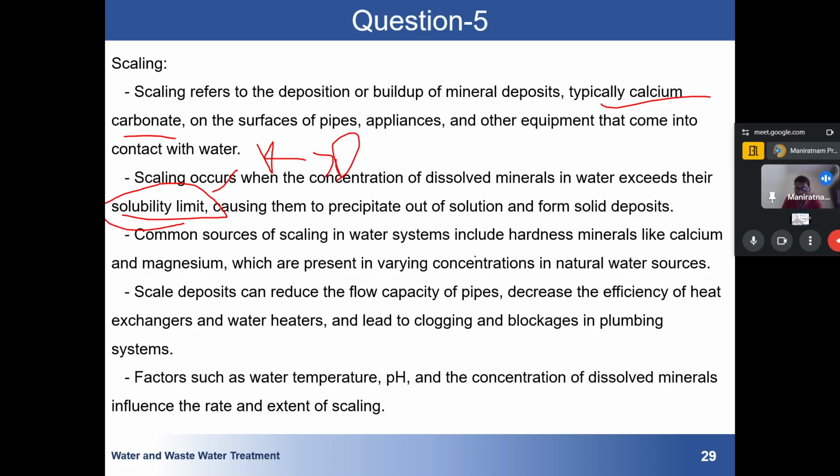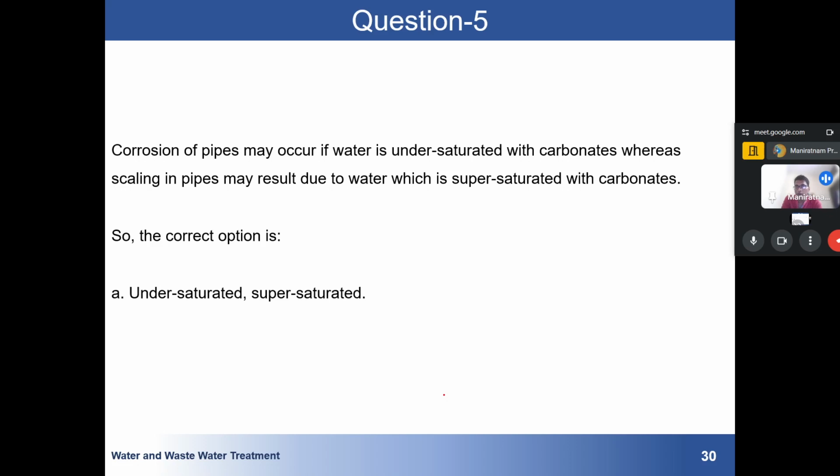Common sources of scaling in water systems include hardness minerals like calcium and magnesium, which are present in varying concentrations in natural water sources. Scale deposits can reduce the flow capacity of the pipes, decrease the efficiency of heat exchangers and water heaters, and lead to clogging and blockage in plumbing systems. The same factors are prevalent here for scaling also.